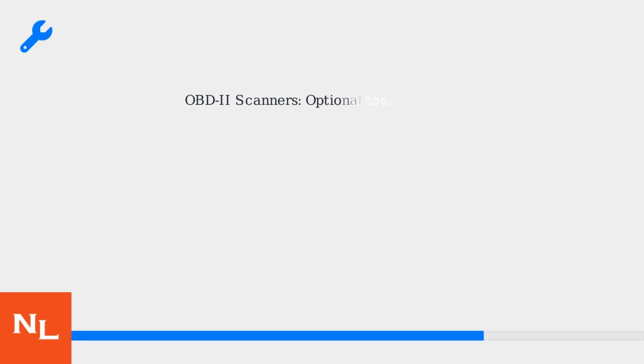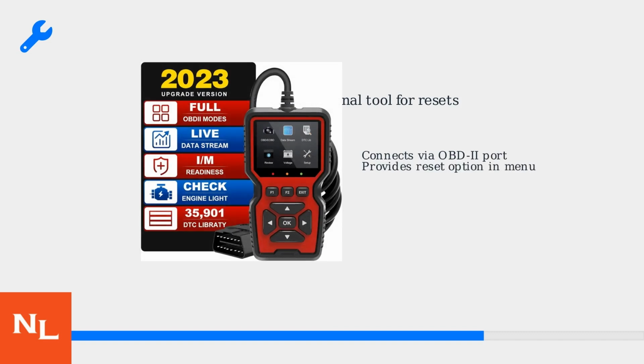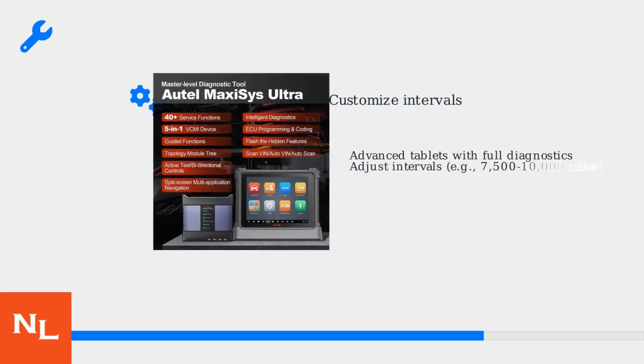While the odometer button method works for most Toyota 4Runner owners, some prefer alternative approaches for resetting the maintenance light. One alternative is using an OBD2 scanner, a handheld diagnostic tool that connects to your vehicle's computer. While not required, these scanners can reset the maintenance light and provide additional diagnostic information. For owners wanting more control, high-end scan tools offer advanced features.